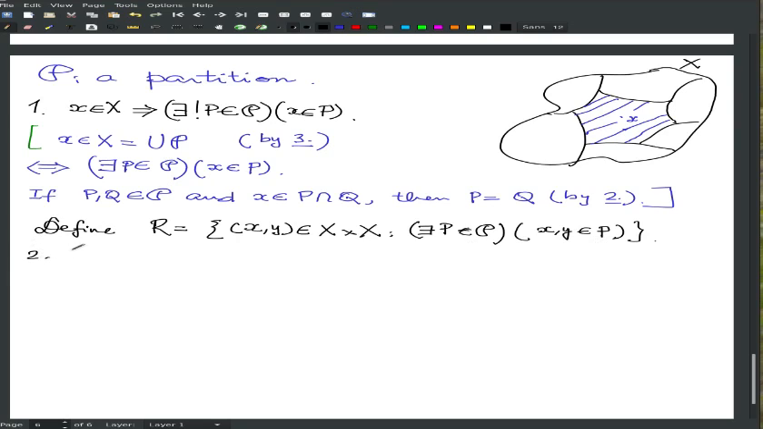Yes, by 1, R is reflexive. Because you take any x, you have a unique P which contains it. Therefore, (x, x) belongs to P. Okay? That's number 1. So it's reflexive. Obviously, the way you told me, it is symmetric.